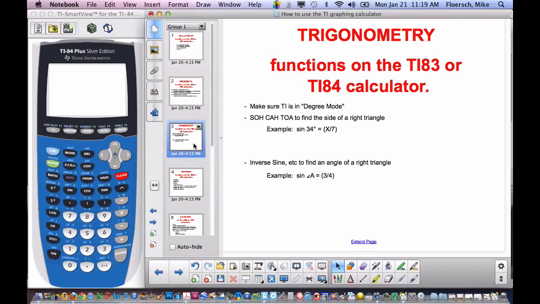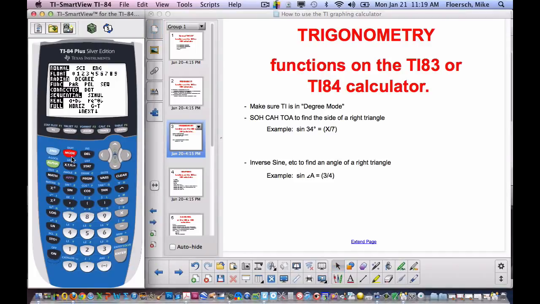Next, let's move on to trigonometry functions on the TI-83 or the 84. First thing you want to do is make sure your calculator is in degree mode. So I'm going to go over here to mode, and I'm going to go down and highlight degree. I hit enter. It highlights it and blackens it in. Now we're set to go. Now do second quit because it's in degree mode.